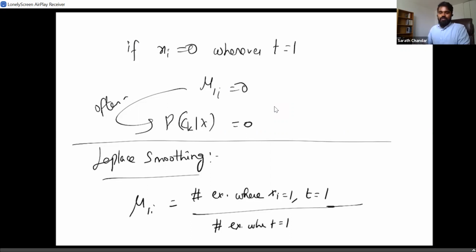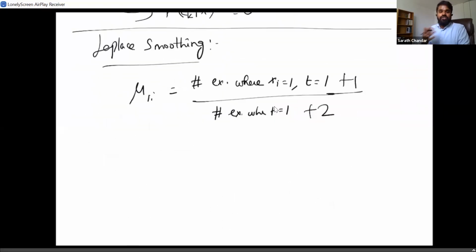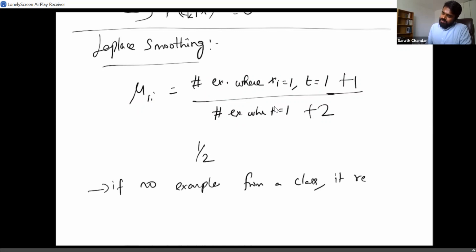So I'm just going to add a +1 to the formula and add a +2 here, because there are two possibilities. If I start fresh and I don't see the word at all in a particular class, then the probability is going to be 1/2, right? So it's a 50-50 chance for the classifier, which makes sense. Basically, if there is no example from a class, then it reduces to a prior probability of 1 by 2.